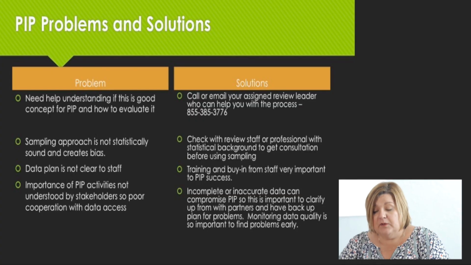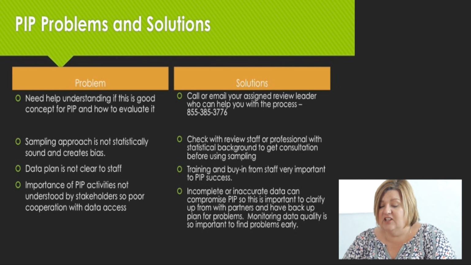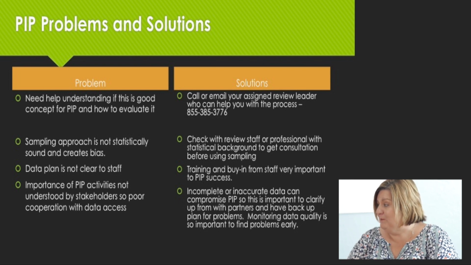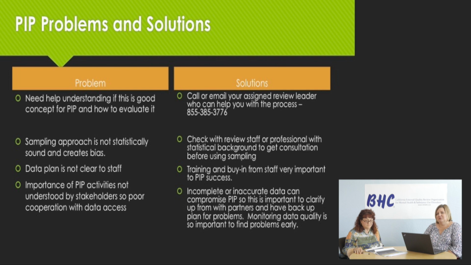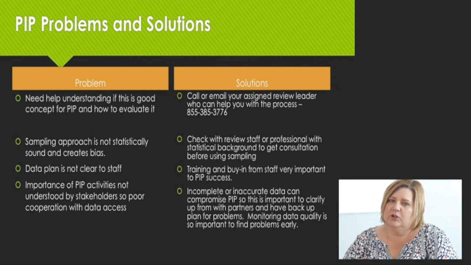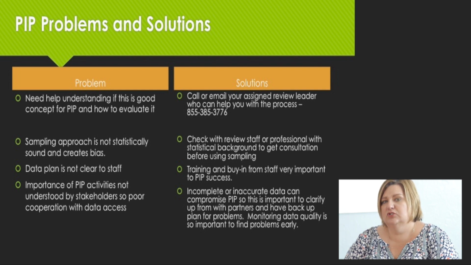Okay, so here's a couple more problems with some solutions. The sampling approach that we want to use is not statistically sound and therefore creates a bias. So let's talk just a little bit about what some of that might mean, because there might be some folks who are going, statistically sound, what is that? Bias, what is that? So we mentioned this at the beginning, but when you're looking at your population and you're trying to make it representative of your entire population, if you choose to do a project only on a small subset of that population, that could be sampling.